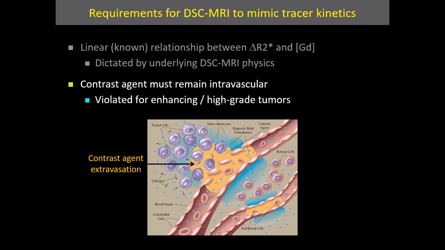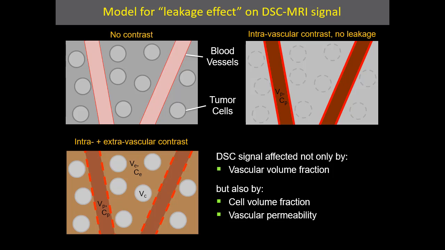The second requirement for DSC to mimic tracer kinetics is that the contrast agent must remain intravascular, and this is clearly violated for contrast-enhancing or high-grade tumors. In such case, with contrast agent extravasation, there is a susceptibility difference not only between the intravascular and the extravascular space, but also between cells and the extracellular space.